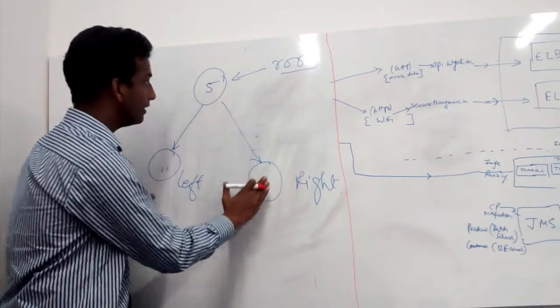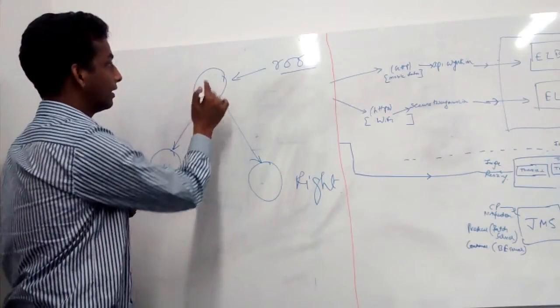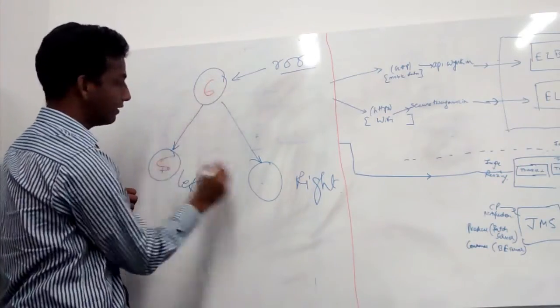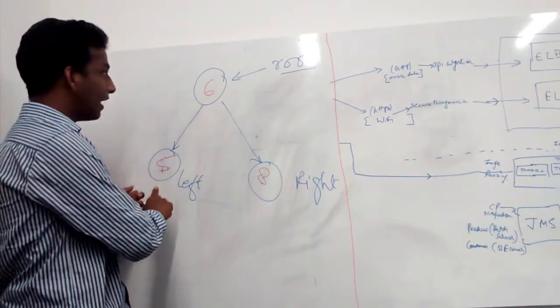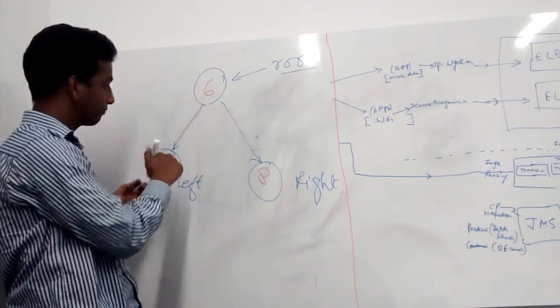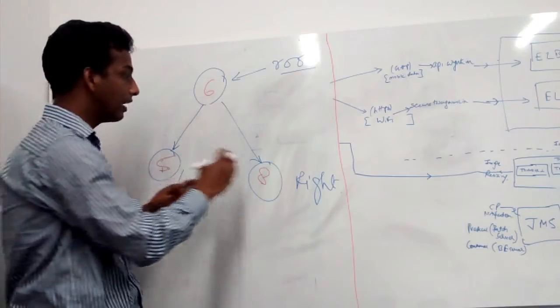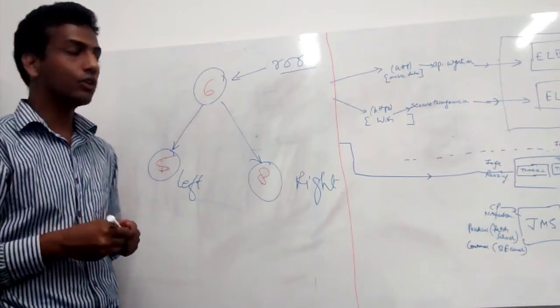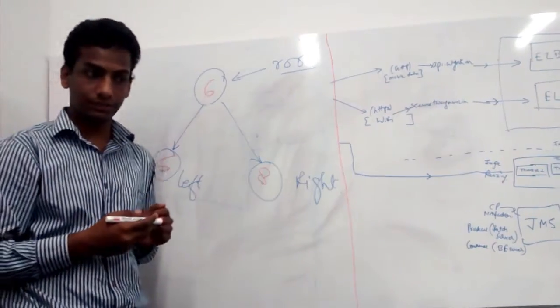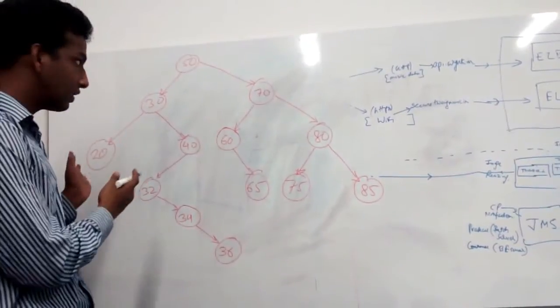Let's take the numbers again. 6, 5, 8. So let's look at this case. 5 is smaller than 6, so this condition is satisfied. 8 is greater than 6. This is also satisfied. So this is an example of a binary search tree. Here we have an example of a binary search tree.